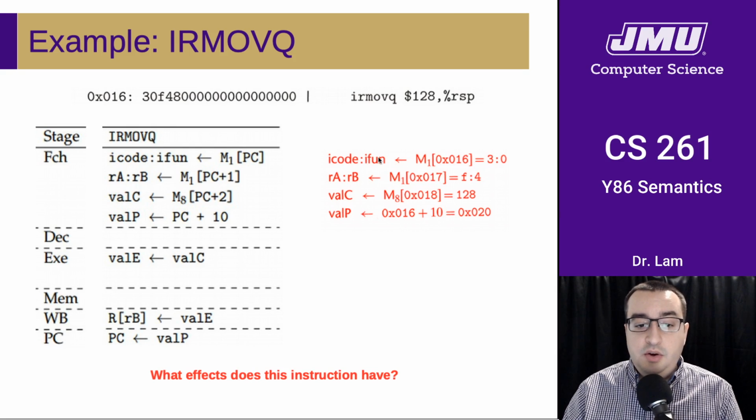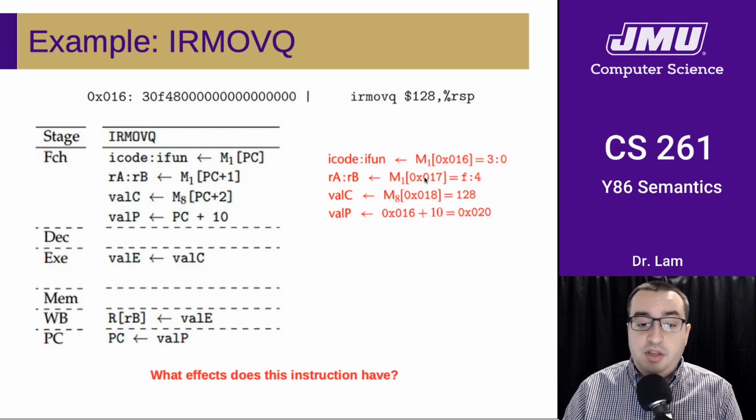So the ICode ifun is given the value of M1 of PC. We know the value for PC, so we can go ahead and fill that in. And we know what this value is going to be because we have it right here. So we can go ahead and write that down, and we'll separate it because we know that we're going to be separating it. So now we know that the ICode is 3 and the ifun is 0.